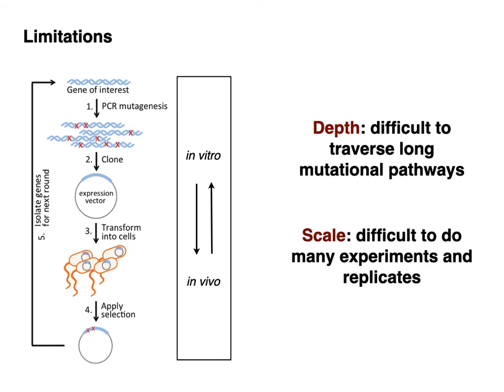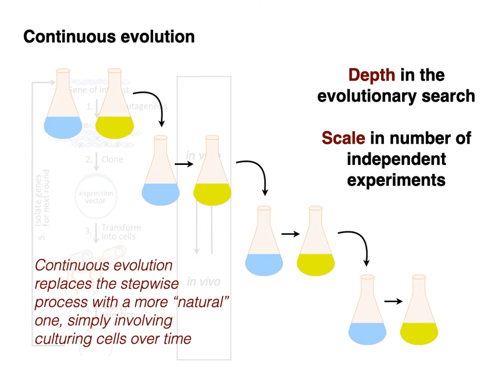As a result, you can't easily achieve depth in evolutionary search because each cycle is only a step in adaptation, and running cycles over and over again becomes quite burdensome and time-consuming. You also can't easily achieve scale in evolutionary search, since each independent experiment would compound the burden of this manual staging.